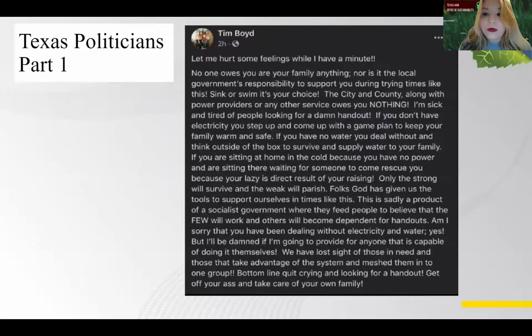If you're sitting at home in the cold because you have no power and are sitting there waiting for someone to come rescue you because you're lazy is a direct result of your raising. Only the strong will survive and the weak will perish. Folks, God has given us the tools to support ourselves in times like these. This is sadly a product of the socialist government where they feed people to believe that the few will work and others will become dependent for handouts. Am I sorry that you've been dealing with without electricity and water? Yes. But I'll be damned if I'm going to provide for anybody that is capable of doing it themselves. We have lost sight of those in need and those that take advantage of the system and mesh them into one group. Bottom line, quit crying and looking for a handout, get off your ass and take care of your own family."